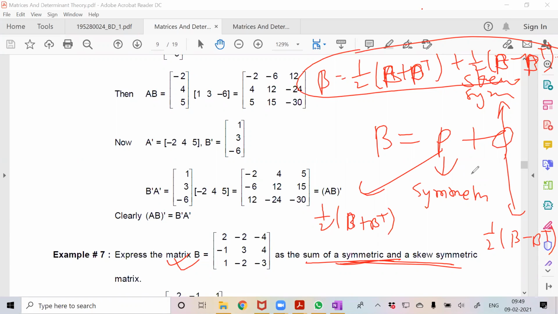So you can do this, right? Try and tell me the value of P and Q. What is the matrix P? What is the matrix Q? You take the transpose first, then you add and subtract, and tell me the answer.